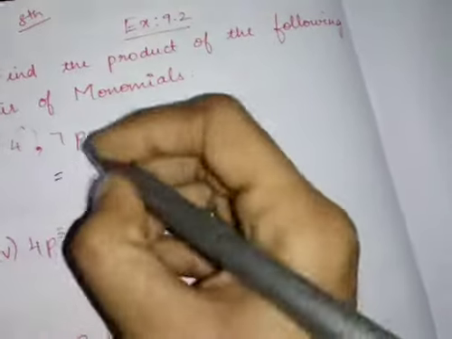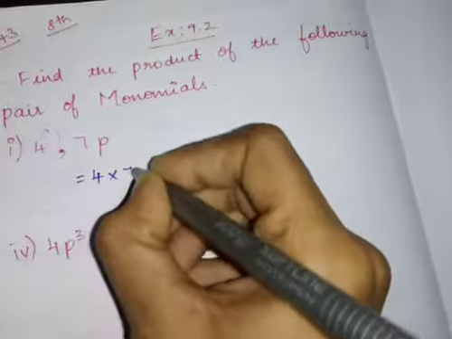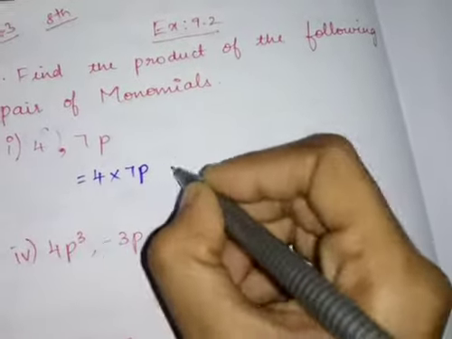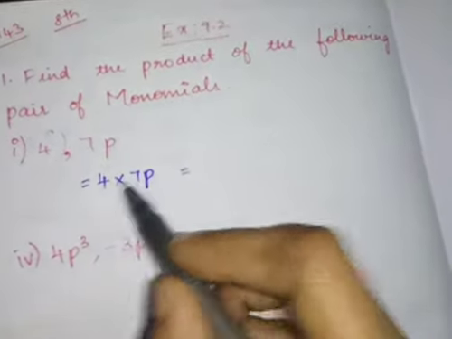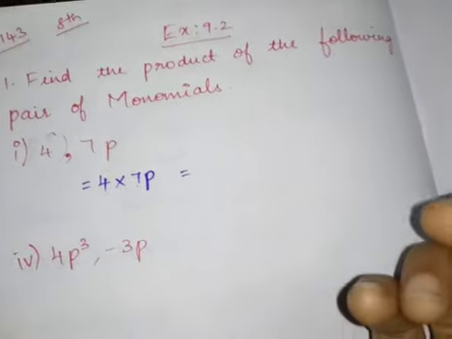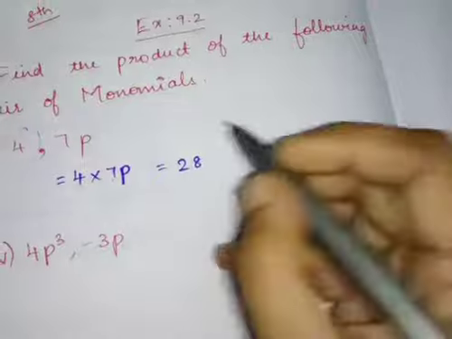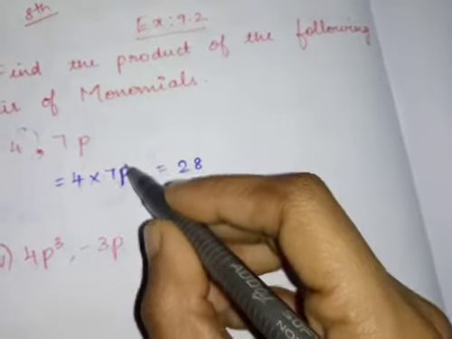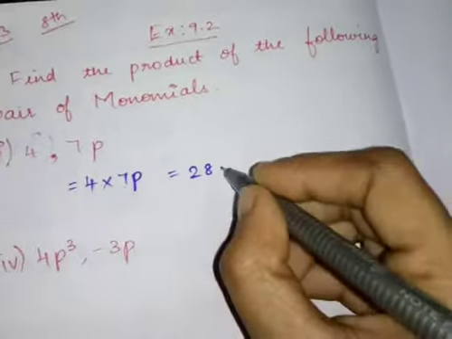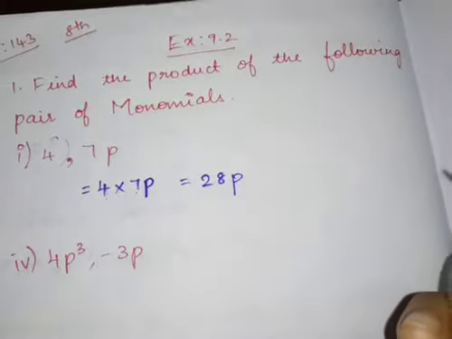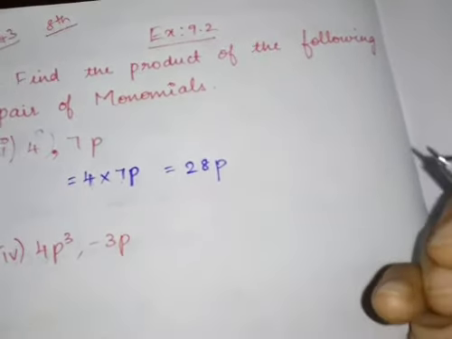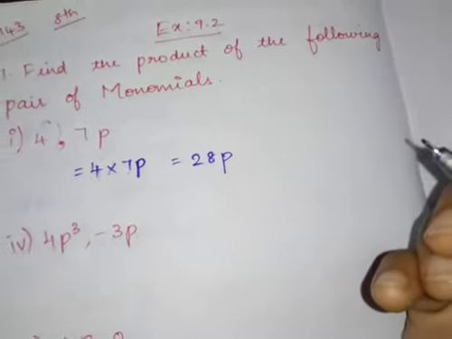We just multiply them to get the product: 4 into 7p. First do the multiplication of the numerical coefficients. 4 sevens are 28. Here no variable is there in the first, so the only variable remaining is p. So 28p is the answer. Then the second and third problems are your homework.